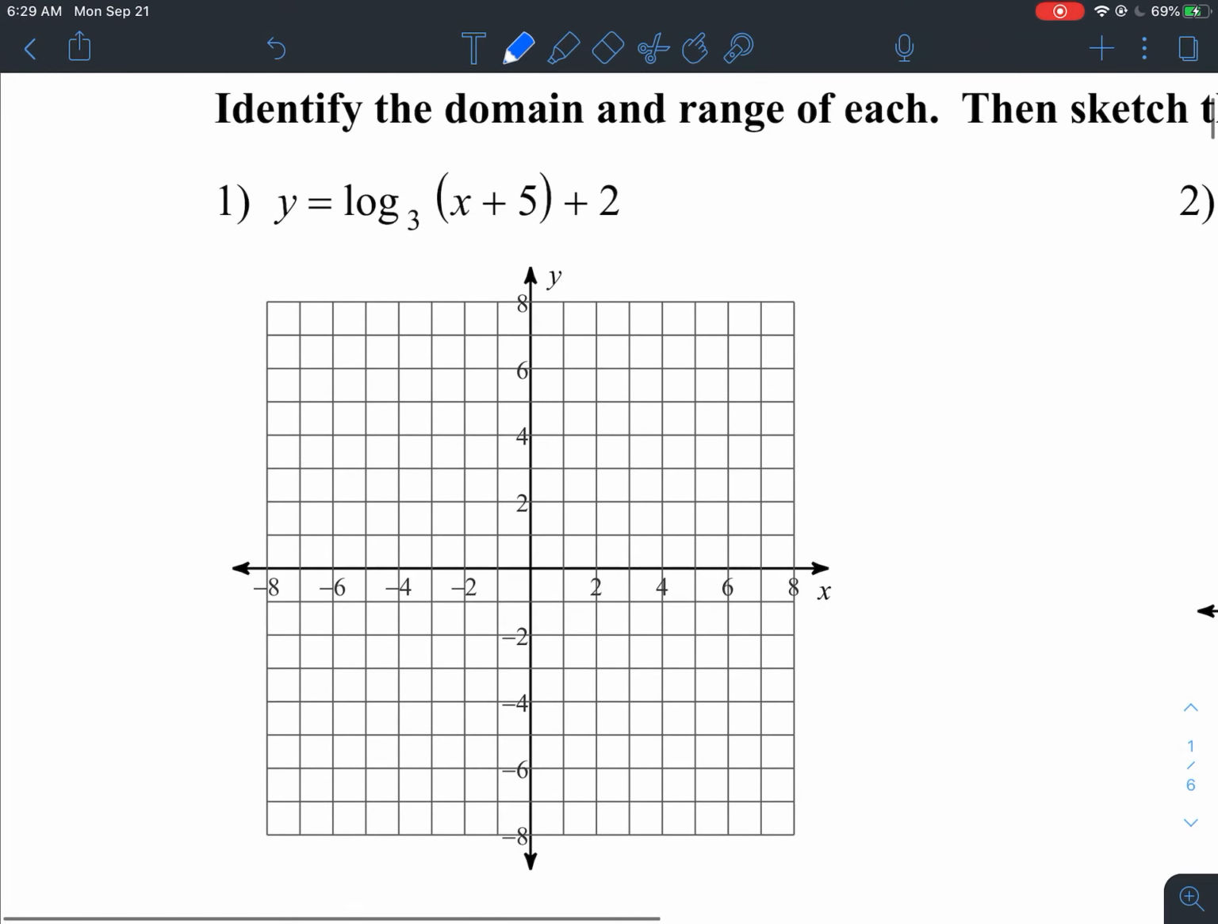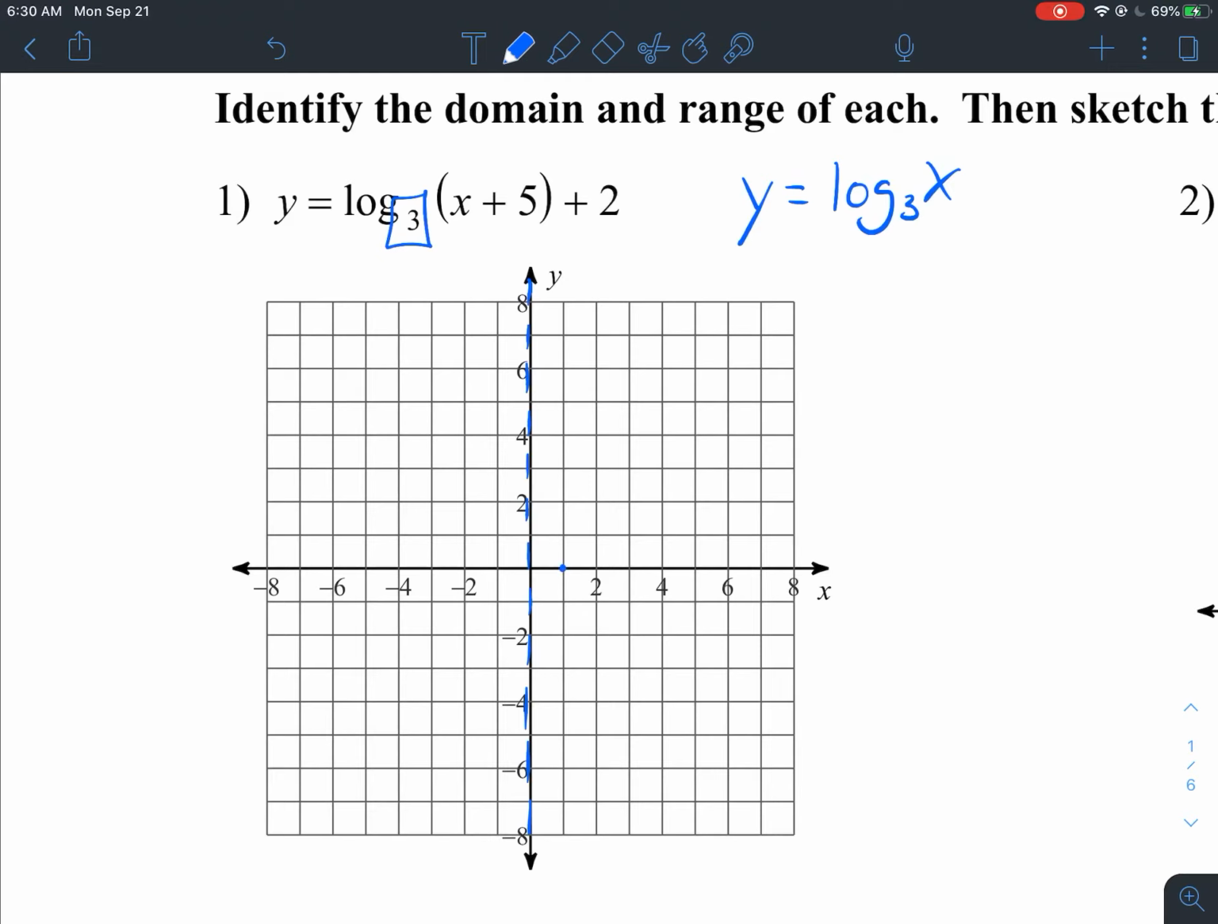So when you first graph a log, what I want you to think about is the parent function, okay? So this is clearly a base 3. So the parent function of this graph would be log base 3 of x, all right? And we talked about how parent functions have kind of set points. We know that the asymptote is always here at x equals 0. It always happens at 0.